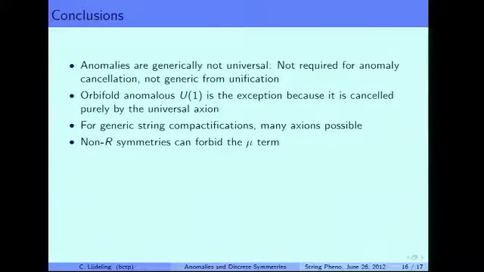Okay, this brings me to the conclusion. My point is that anomalies, from the bottom-up perspective, need not be universal. And there's one particular exception, which is of course the orbifold anomalous one, which is just by construction always universal. And for generic string compactifications, you can have a bunch of axions, and in particular, all the ones which are not the universal one will have non-universal couplings. And if you use them, you can have non-R-symmetries to forbid the mu term.